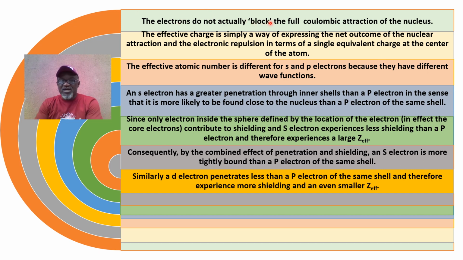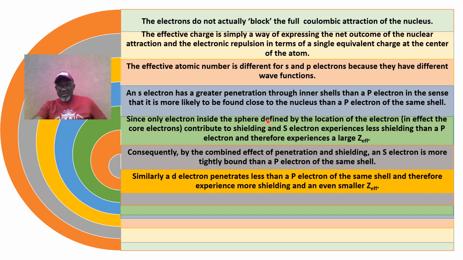Electrons do not actually block the full Coulombic attraction of the nucleus. The effective charge is simply a way of expressing the net outcome of the nuclear attraction and electronic repulsion in terms of a single equivalent charge at the center of the atom. We're trying to explain now. An s electron has a greater penetration through inner shells than a p electron, in the same sense that it is more likely to be found close to the nucleus than a p electron of the same shell.